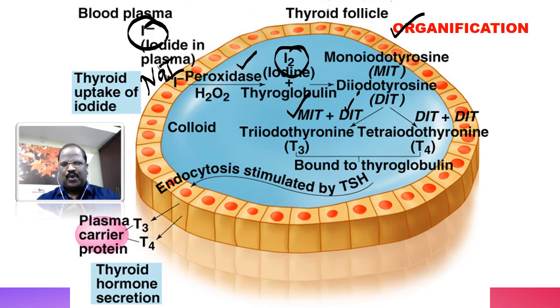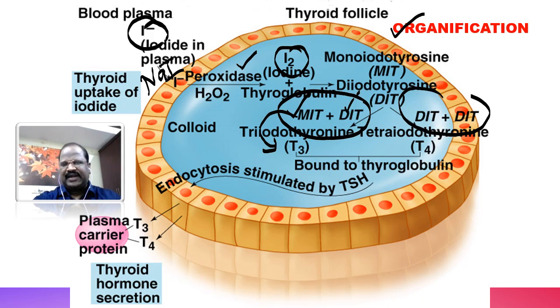After formation of monoiodotyrosine and diiodotyrosine, the next step is coupling. Monoiodotyrosine couples, that is, combines with diiodotyrosine, resulting in formation of T3, that is triiodothyronine. And the diiodotyrosine can combine with another diiodotyrosine, resulting in formation of T4. That means coupling of monoiodotyrosine with diiodotyrosine gives T3, and coupling of diiodotyrosine with another diiodotyrosine results in formation of T4. This is the synthesis of T3 and T4 hormone.